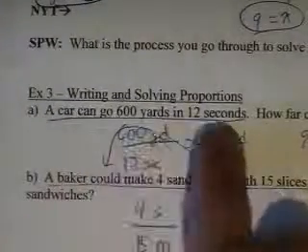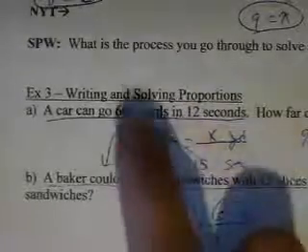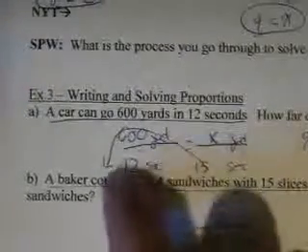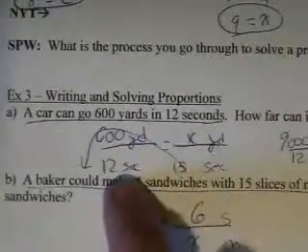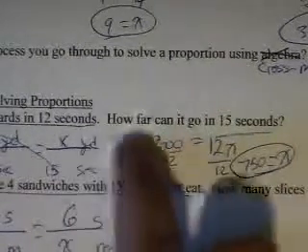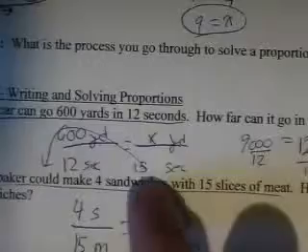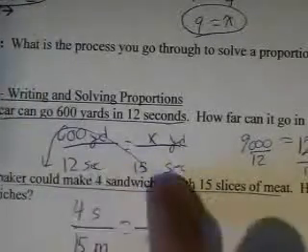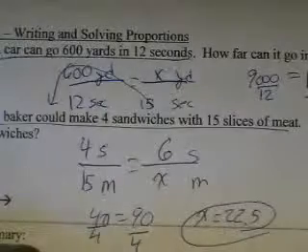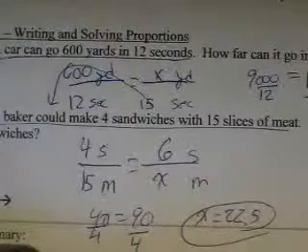Finally, down in example 3, when we were writing and solving, the first ratio is almost always going to come from the first sentence. It says a car can go 600 yards in 12 seconds. So you write 600 yards, 12 seconds. And then the second sentence is your second ratio. How far can it go in 15 seconds? 15 seconds, and your units must match up going across. If you do that, you will never get it wrong.